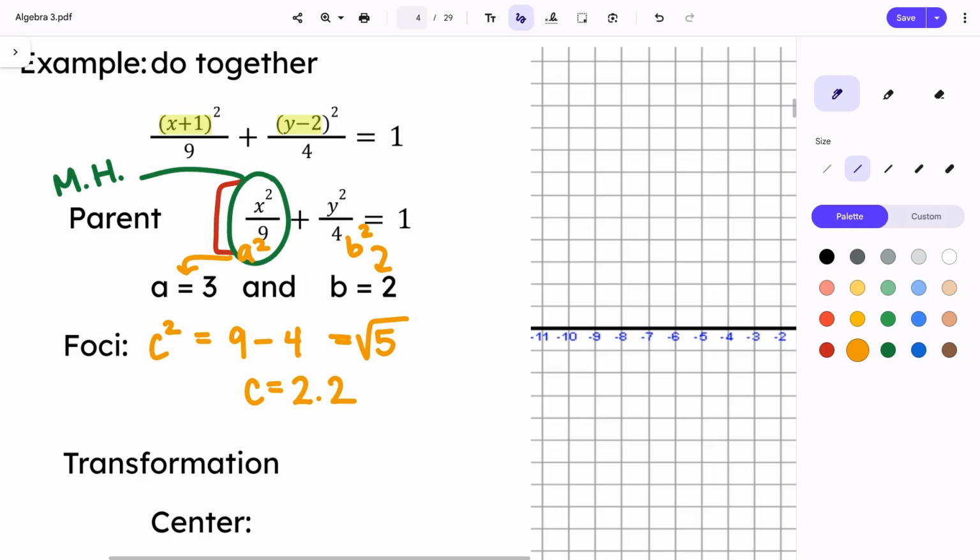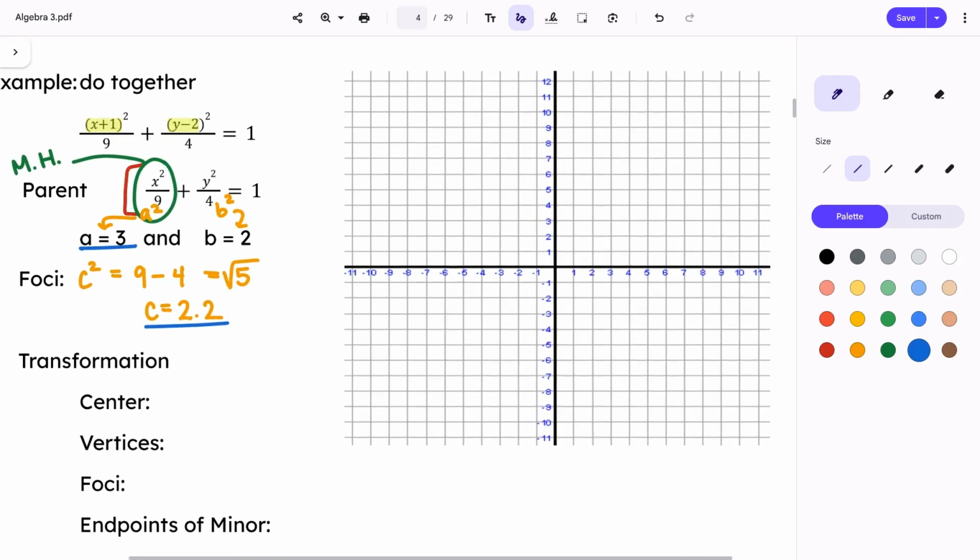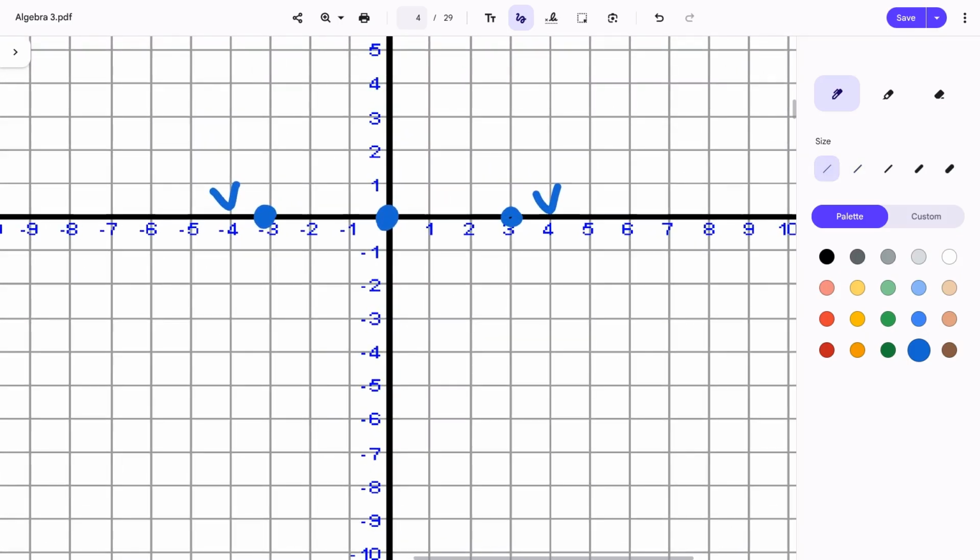Okay, so my vertices are going to come from my a, and then my foci are going to come from this c, and those are both going to be the x numbers first. If you need to write them out, you can. What I can do here is I'm just pretending right now that it's centered at the origin. So this is my center, and I'm going to go left and right 3. This is a vertex, and this is a vertex. And then for my focus points, those are about 2.2. So I'm just going to estimate where I think those are at, and I'll put a little F by them.